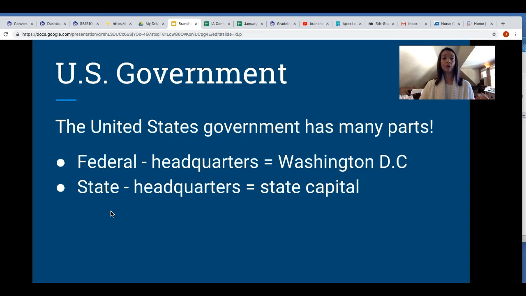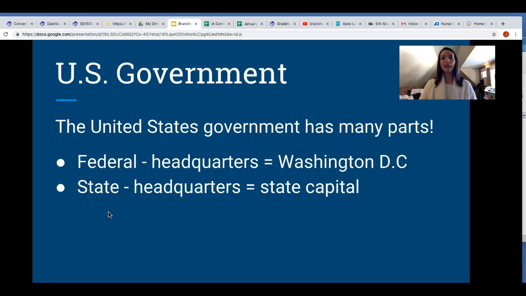And then we also have to follow the rules of the state of Washington. So the state of Washington, their headquarters are our state capital. Who knows where our state capital is? Maybe even some of you guys live near it. Olympia is the state capital of Washington.